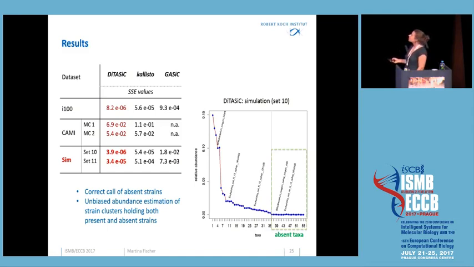The method actually also allows us to distinguish down to substrain level, as can be seen by these marked taxa in the plot. So it distinguishes the absent and the present ones, which together form one strain cluster. And again here we could reach the smallest abundance error values.